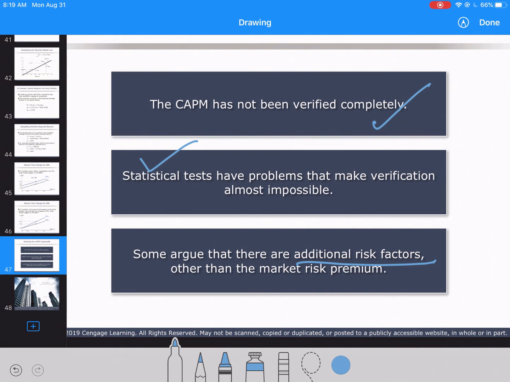Hope this is clear for you. If not, let me know, and then we go from there. But this is a very, very important chapter, that is, the relationship between risk and return.